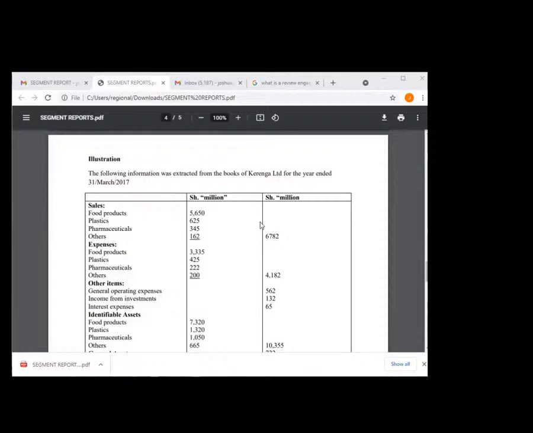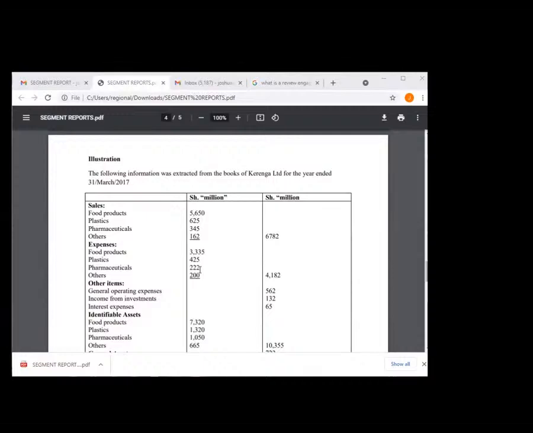How about pharmaceutical? Pharmaceutical revenue is 345. So we have 345 minus the expenses of pharmaceutical, which I'm able to see is 222. So from there, ladies and gentlemen, I'll mention 123.